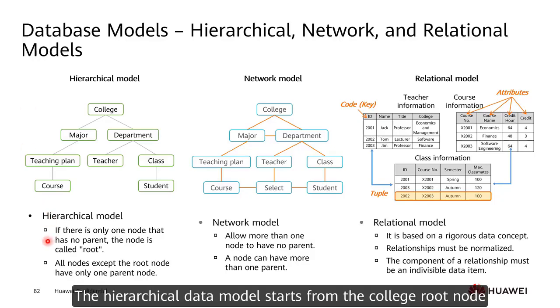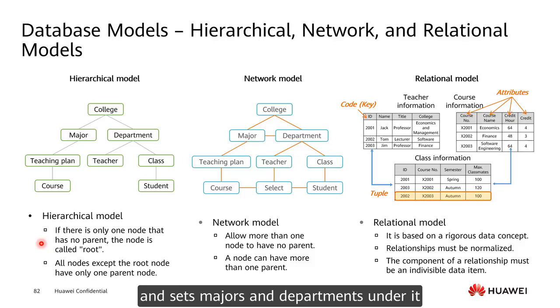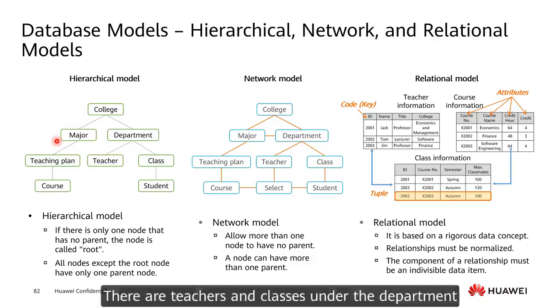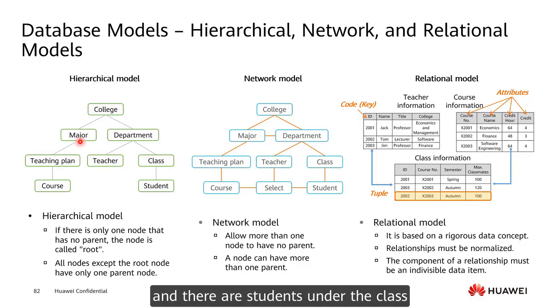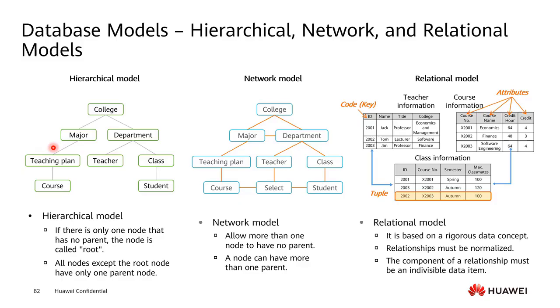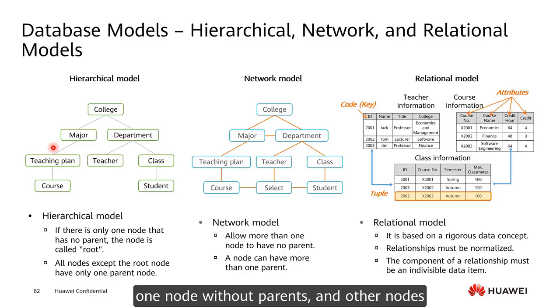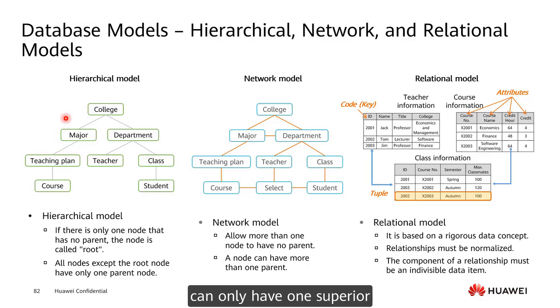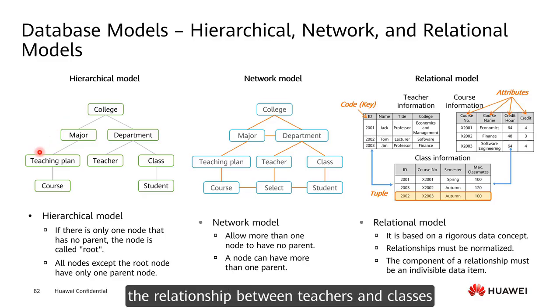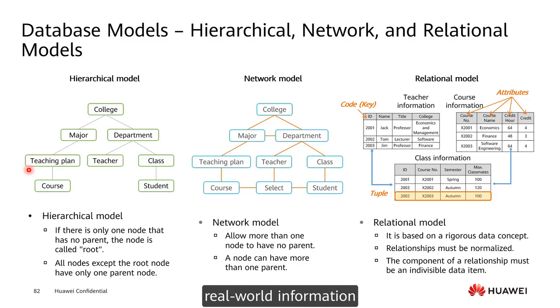The hierarchical data model starts from the college root node and sets majors and departments under it. There are teachers and classes under the department, and there are students under the class. There can only be one root, one node without parents, and other nodes can only have one superior. In this way, the relationship between teachers and classes, teachers and courses cannot be expressed, and this model cannot represent too complex real-world information.